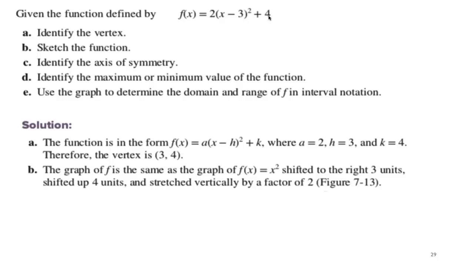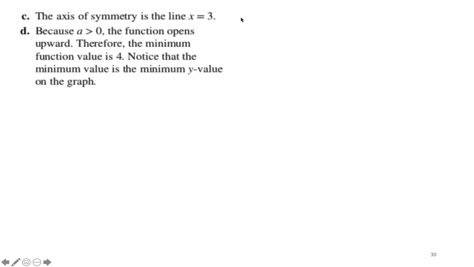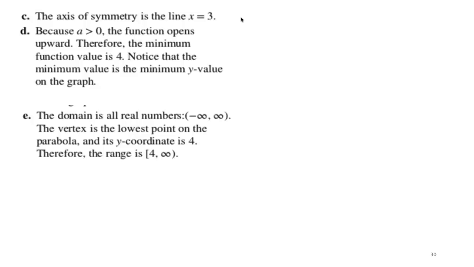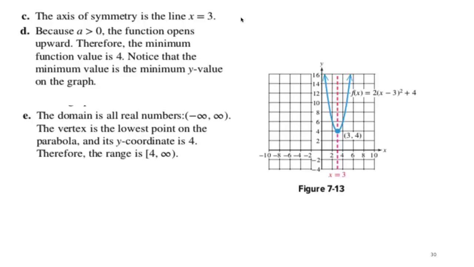The axis of symmetry is very simple. It's just x is equal to 3, which is the h term. And then because a is positive, it's going to open upwards. And so here's the graph. Again, we can find the vertex h comma k. That's 3, 4. The axis of symmetry is the vertical line x is 3. Notice x is 3 is a vertical line. And then the parabola opens upwards.